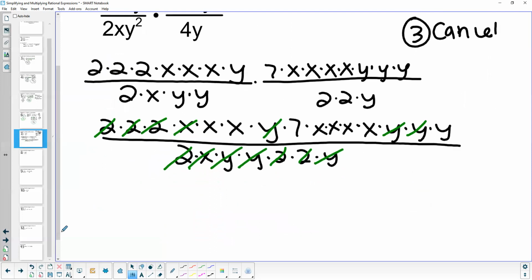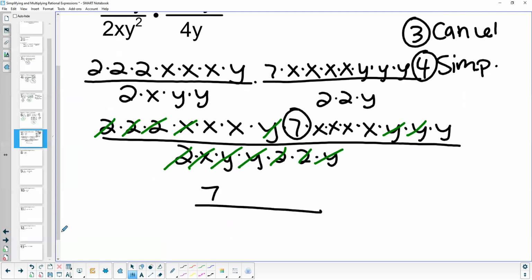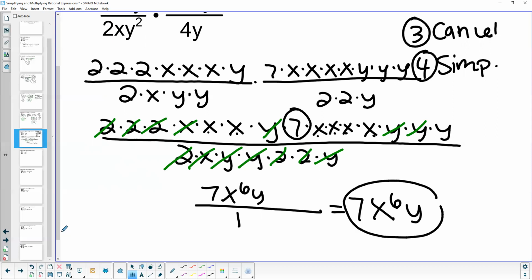Now the last step that we have to do is write out that simplified form. What is that simplified form going to look like here? The only number that I have left on top is a 7. Then I count how many x's I have: 1, 2, 3, 4, 5, 6. So I've got x to the 6th, and I've got 1 y left. On the bottom, we have nothing left, which means there's a 1 on the bottom. So this simplifies down into 7x to the 6th y. See how that simplified all the way.